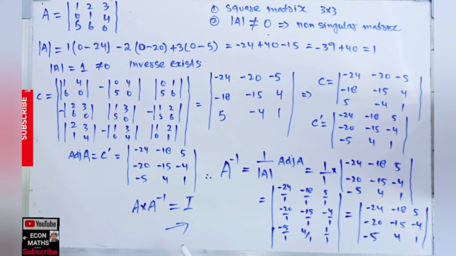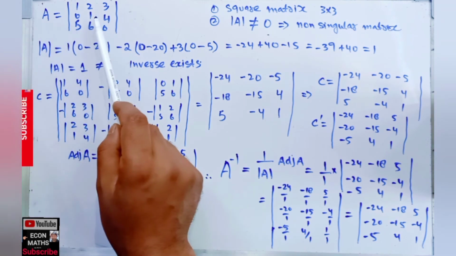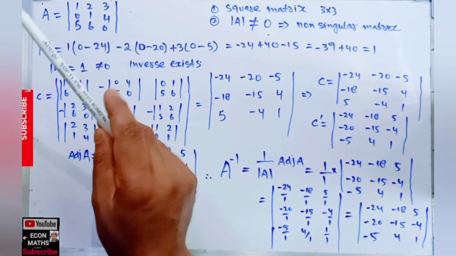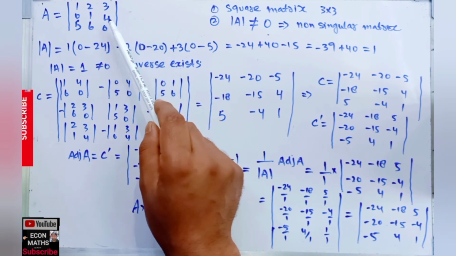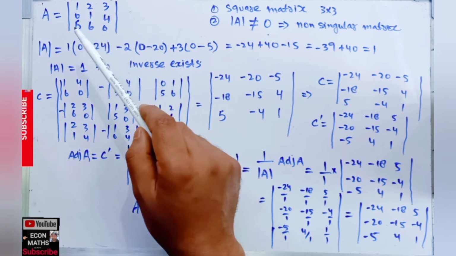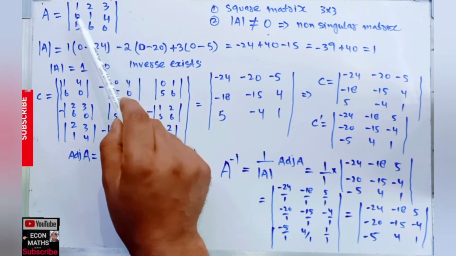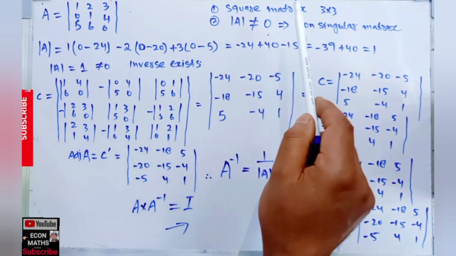So this is how the inverse is found. I will repeat here. A is the given matrix. First of all, we have to check whether it is a square matrix. If it is a square matrix, then we can proceed to find the inverse. Since the number of rows and columns are equal, this is a square matrix.